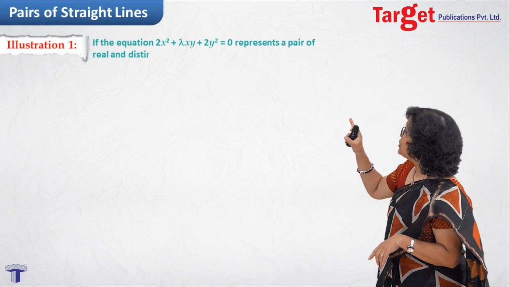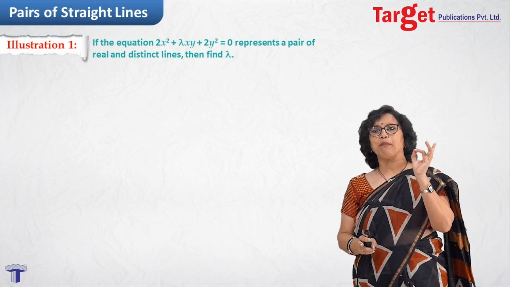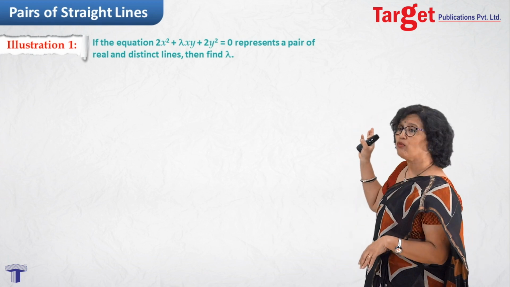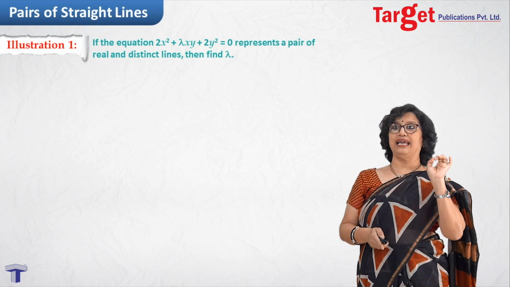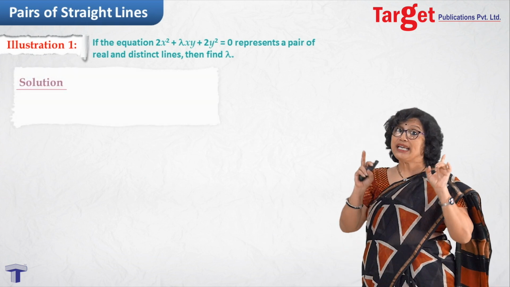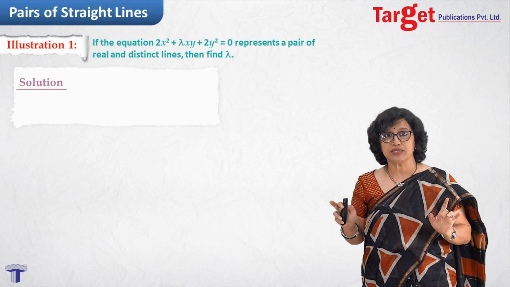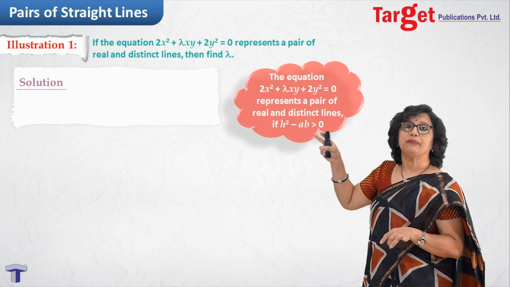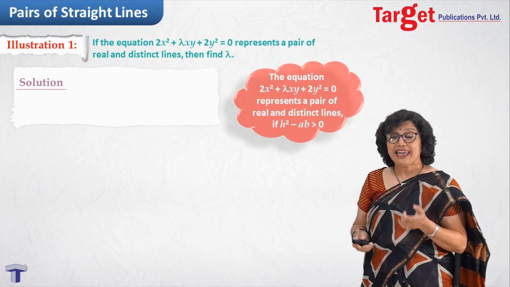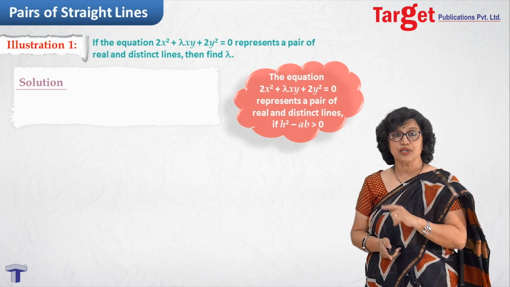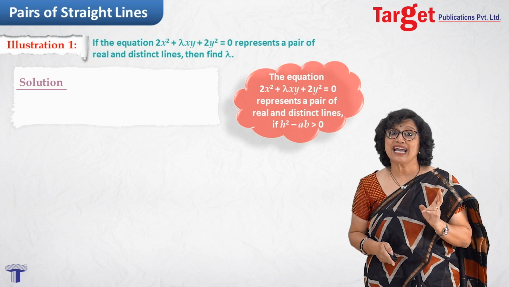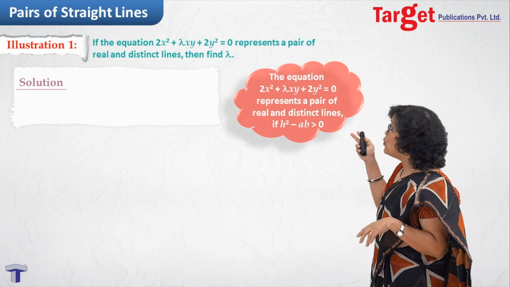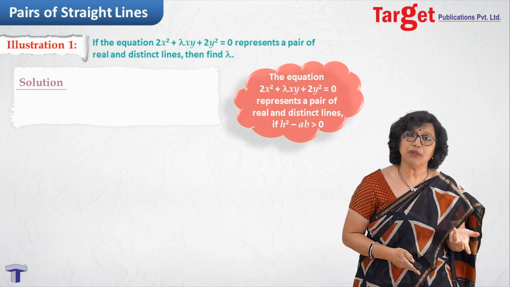Okay. So let us move to some illustrations based on this. If the equation 2x square plus lambda xy plus 2y square equal to 0 represents a pair of real and distinct lines, then find lambda. Now see, real and distinct lines, this is the clue. When would this represent real and distinct lines? When h square minus ab is greater than 0. What is h? 2h is the coefficient of xy. So what is h here? Lambda by 2. And what are a and b? They are nothing but 2 and 2 only.